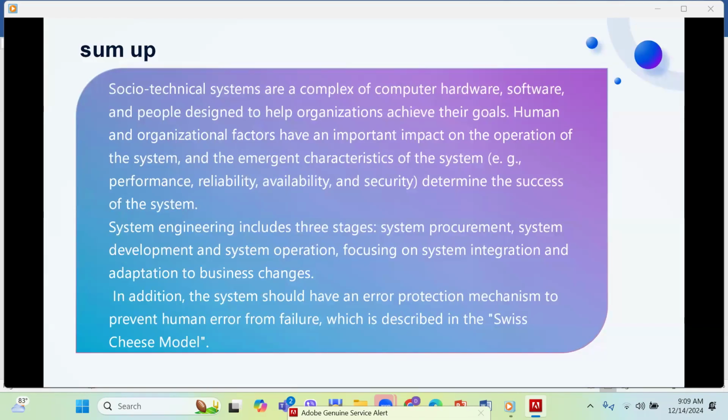System engineering includes 3 stages: system procurement, system development, and system operation, focusing on system integration and adaptation to business changes. In addition, the system should have an error protection mechanism to prevent human error from failure, which is described in the Swiss cheese model.